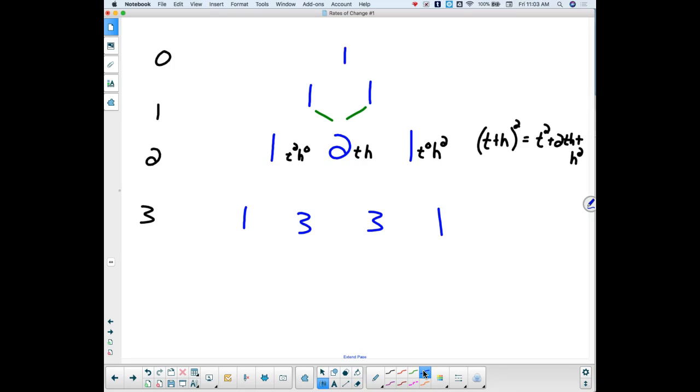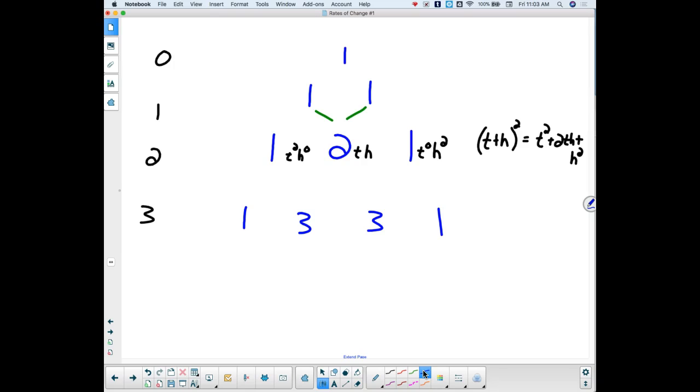So then this would be t cubed plus 3t squared h plus 3th squared plus h cubed. And you can keep going and you can do that. And it works for numbers too.